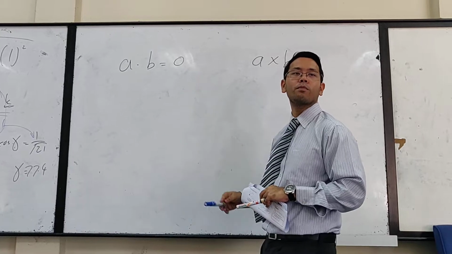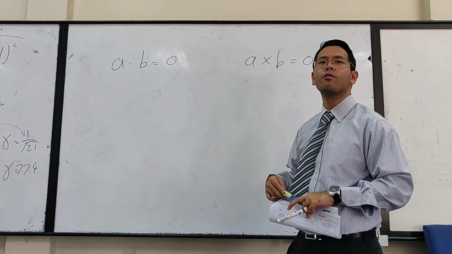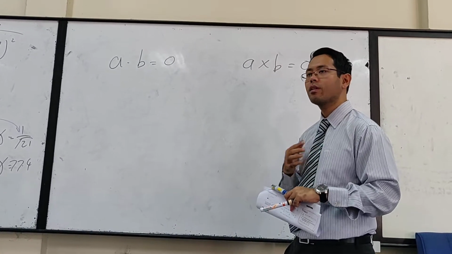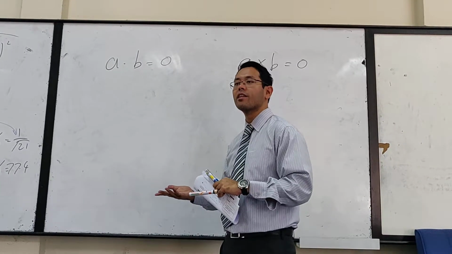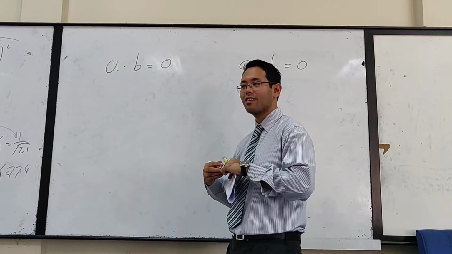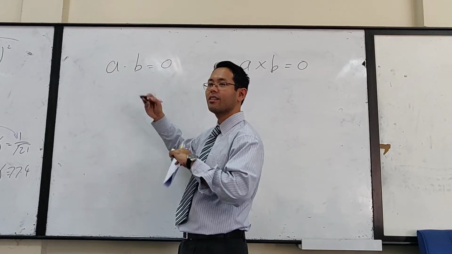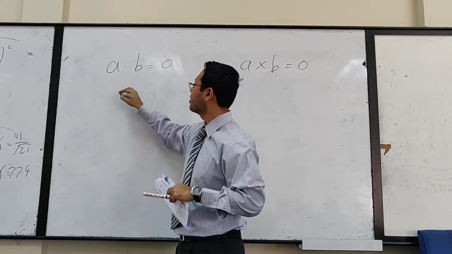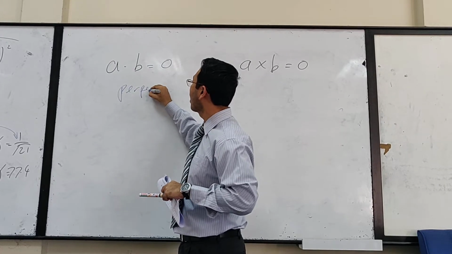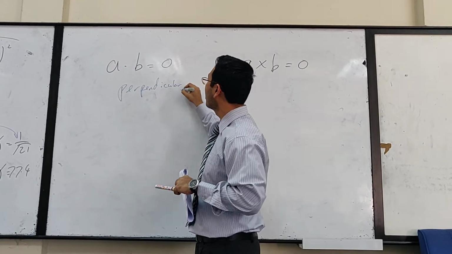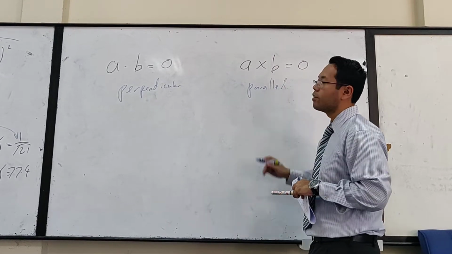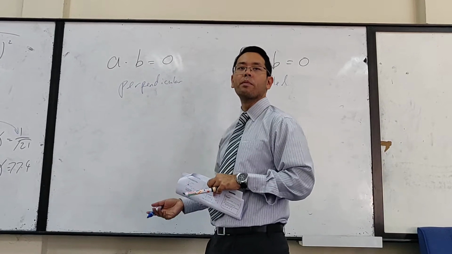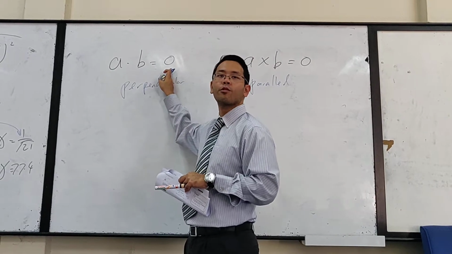We use A cross B equals 0 when we use A dot B equals 0. One is perpendicular, one is parallel. Which one is which? This one? Perpendicular. This one? Or parallel. So if they ask you to prove that A and B are perpendicular, they show that A dot B equals 0.